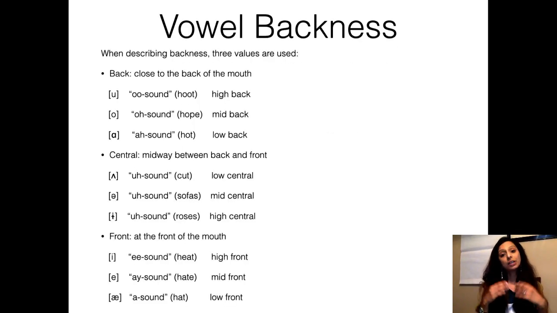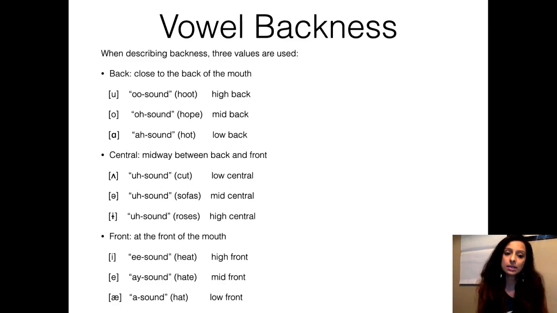We again have three different values for vowel backness. We describe vowels according to how far back in the mouth the tongue is, so closer to the back of the mouth, central, which is midway between the front and the back, and the front of the mouth. So back, central, and front are the three parameters that we use when we discuss vowel backness.